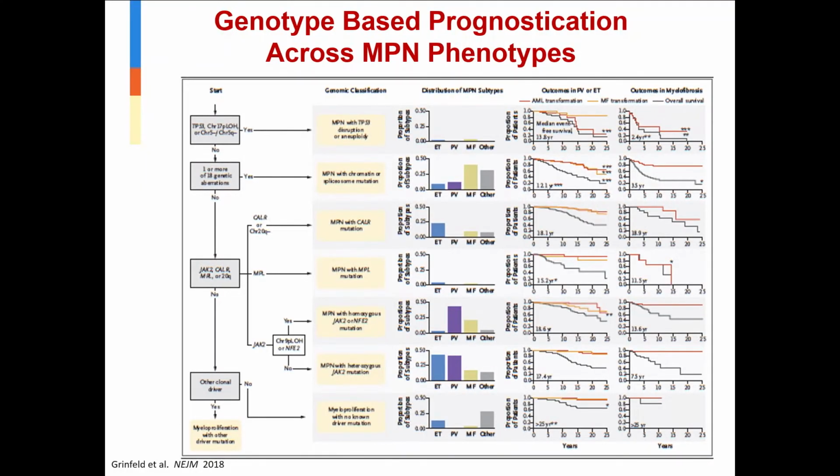And finally, this is the paper that Dr. Ritchie had referenced. This is the Grenfell paper that tried to put everything together and say, fine, forget about what disease the patient actually has. Let's just look at the genetics and find out how that changes things. And this was close to about 1,800 patients, so a good number of patients, but there are still limits to this data. And one of the important limits is that this was really enriched for patients with essential thrombocythemia, and the majority were not PV or myelofibrosis patients. So that's a caveat.